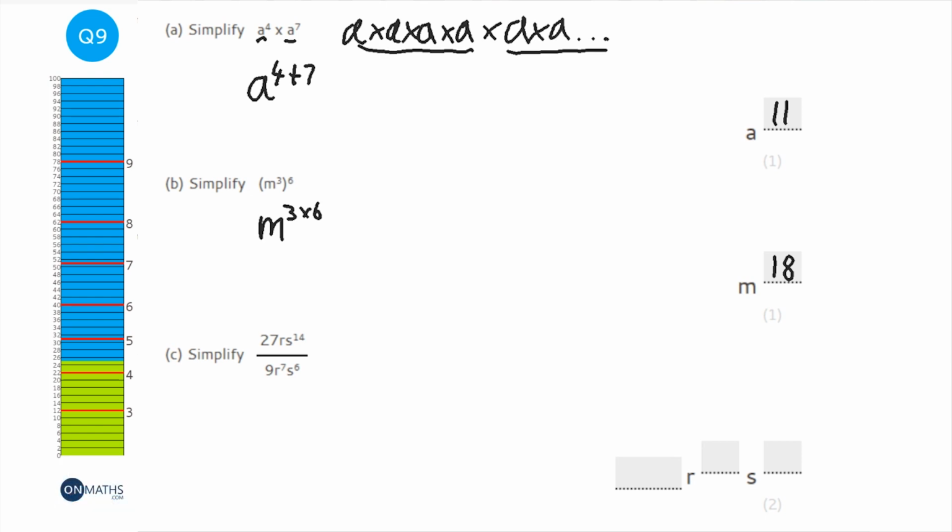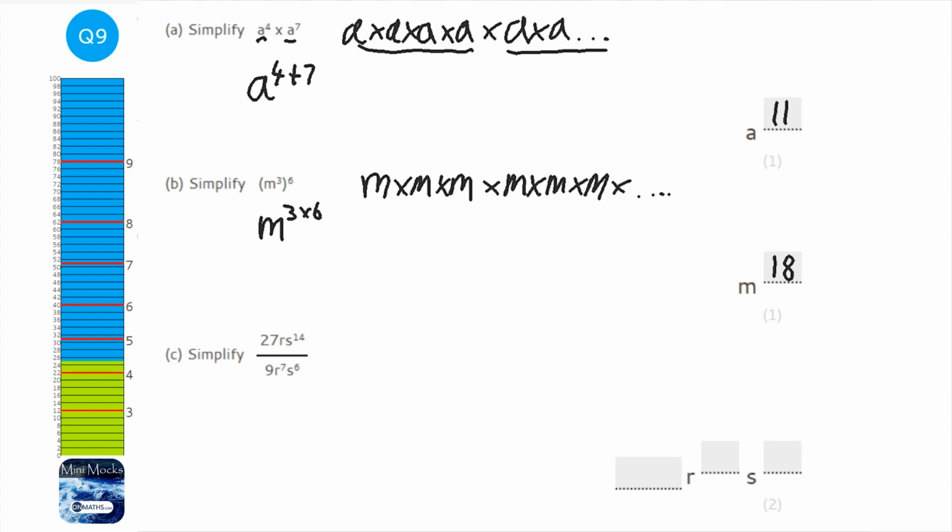This next one is m to the power of 3, which is m times m times m. And we're timesing it by itself 6 times. So we're going to do m times m times m times m times m times m times m times m times m. We're going to do that 6 times. So 1, 2, 3, 4, 5, 6. So in total, we will have 18 m's together.